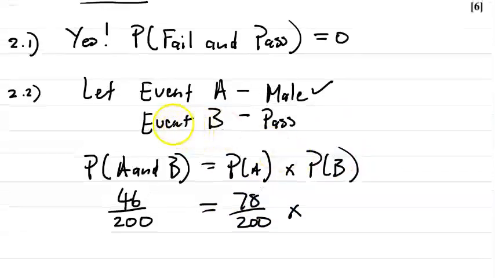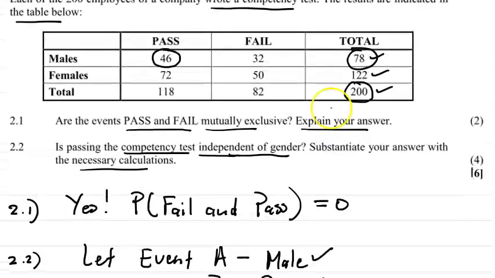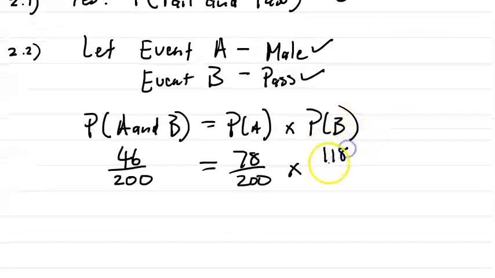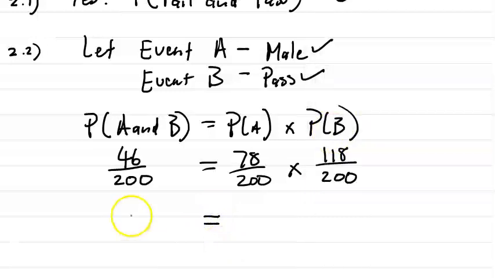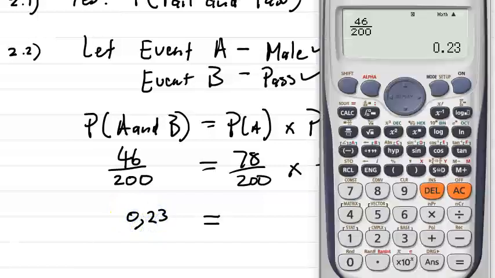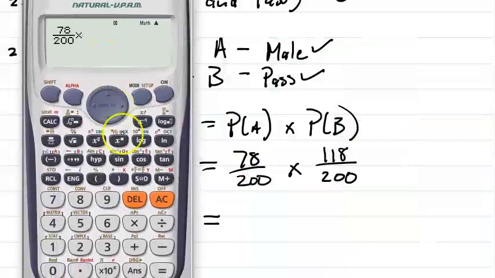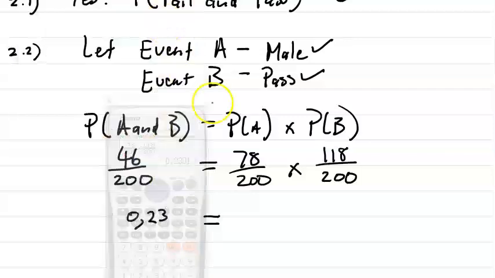And now let's look at the probability of event B, which is passing. So the total number of people that passed is 118 over 200. So that will be 118 over 200. Let's simplify. So now we'll say 46 over 200, that's equal to 0.23. 0.23, and on the other side 78 over 200 times 118 over 200 equals, let's round that off to 2 decimal places, 0.23.